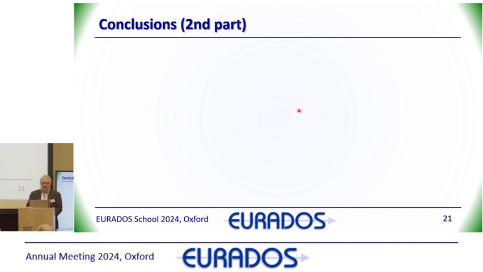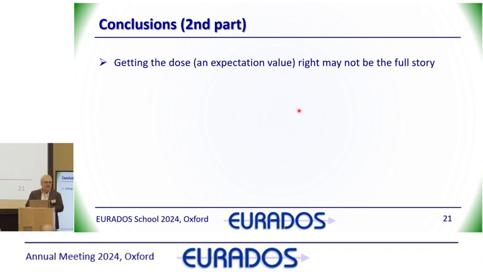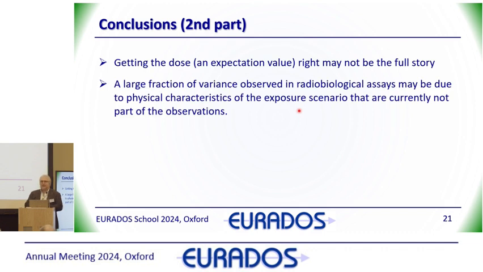So, conclusions for the second part. Getting the dose, which is an expectation value, right is challenging, but it may not be the whole story. A large fraction of the variance observed in radiobiological assays may actually be due to the physical characteristics of your experiment, and they are currently not part of the observation. And there have been lots of articles about the reproducibility crisis and so on. This reproducibility crisis may actually be somehow due to the physicists.